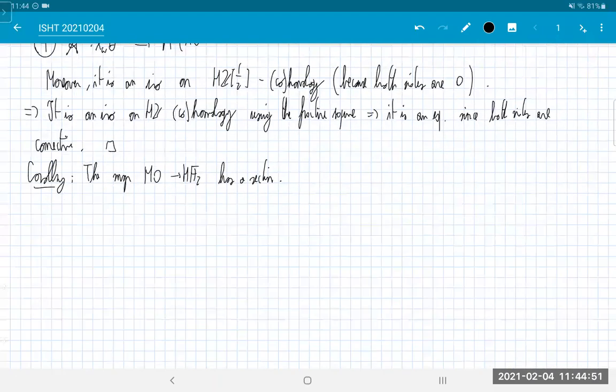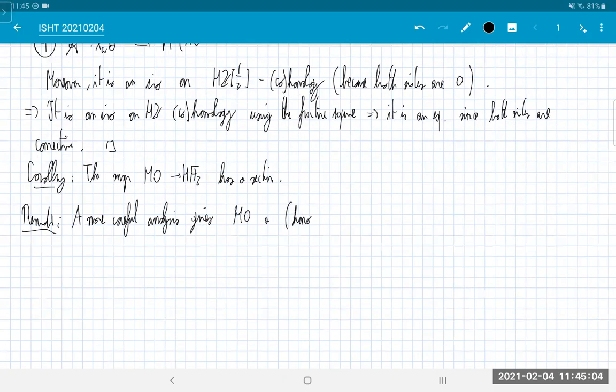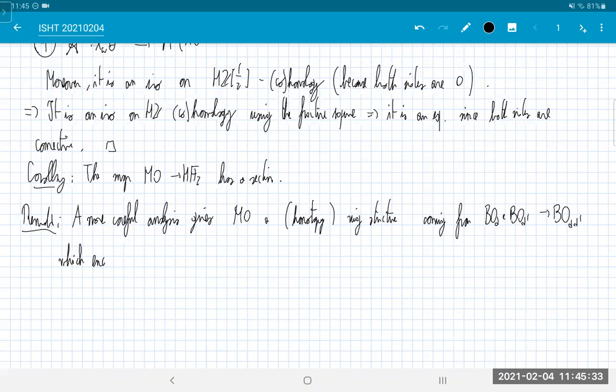And actually, let me remark that a more careful analysis gives MO, well, homotopy, in fact much more than homotopy, a ring structure given by the tensor product of vector bundles at the level of spaces. You have a map coming from BO(d) times BO(d'), tensor product of vector spaces, which encodes the Cartesian products of manifolds.